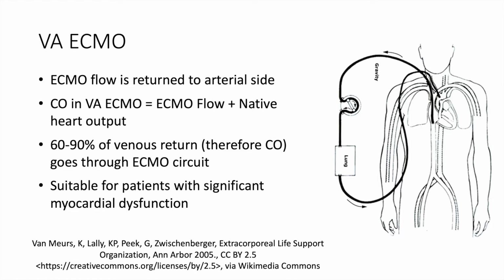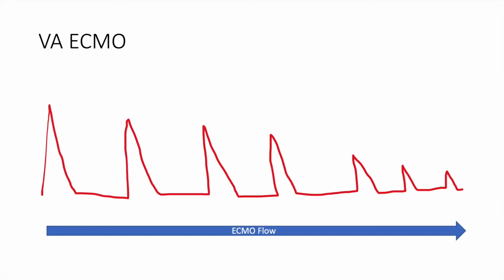On the other hand, in veno-arterial ECMO, the ECMO flow is returned to the arterial side. Therefore, the cardiac output in veno-arterial ECMO equals ECMO flow plus the native cardiac output. Usually, 60 to 90% of the venous return is sucked out from the right atrium and goes through the ECMO pump to the arterial side. As the ECMO pump provides a significant input to the overall cardiac output, this configuration of ECMO is suitable for patients with significant myocardial dysfunction.